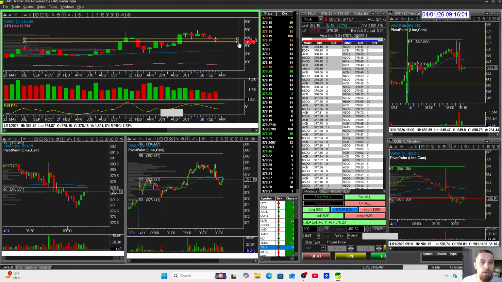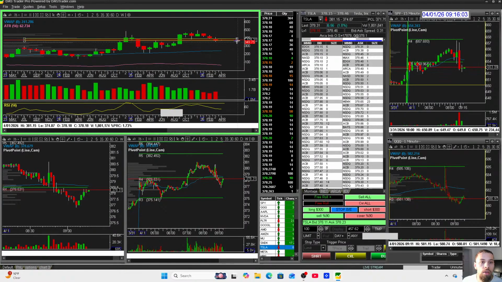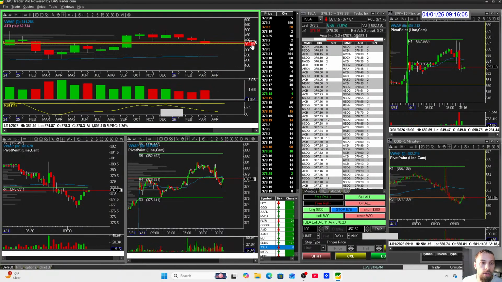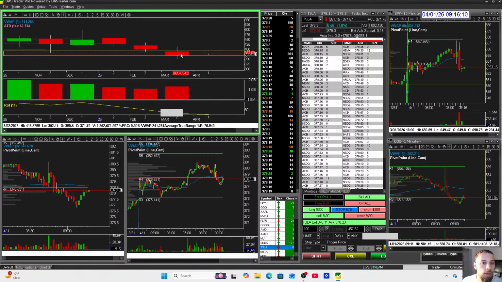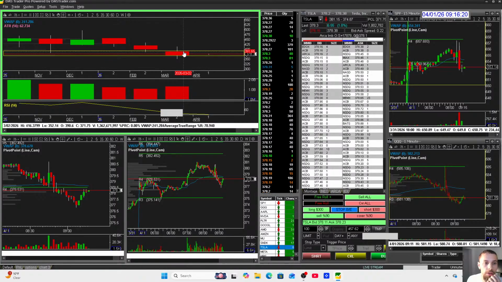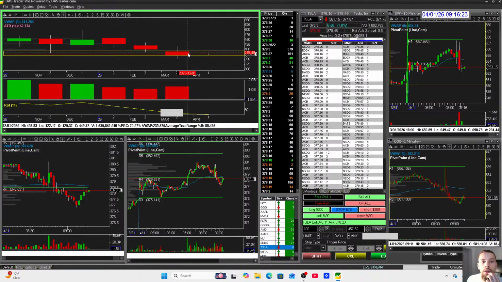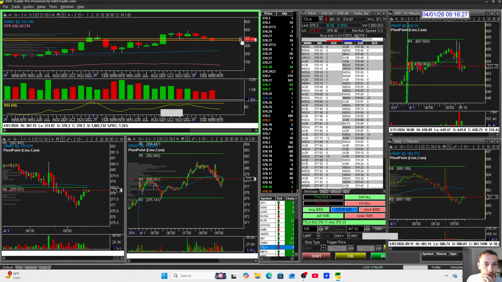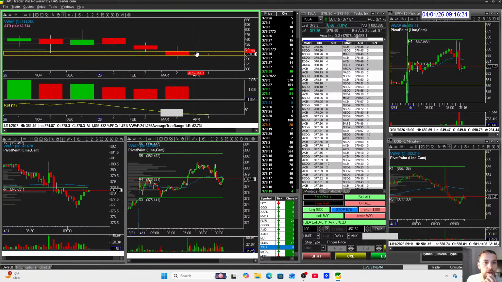Actually, we're going to do just a monthly. There we go. So the area of support I'm drawing is the close of last month's candle being 367, and then area of resistance being 390. So to me that's good. That looks good. Okay.